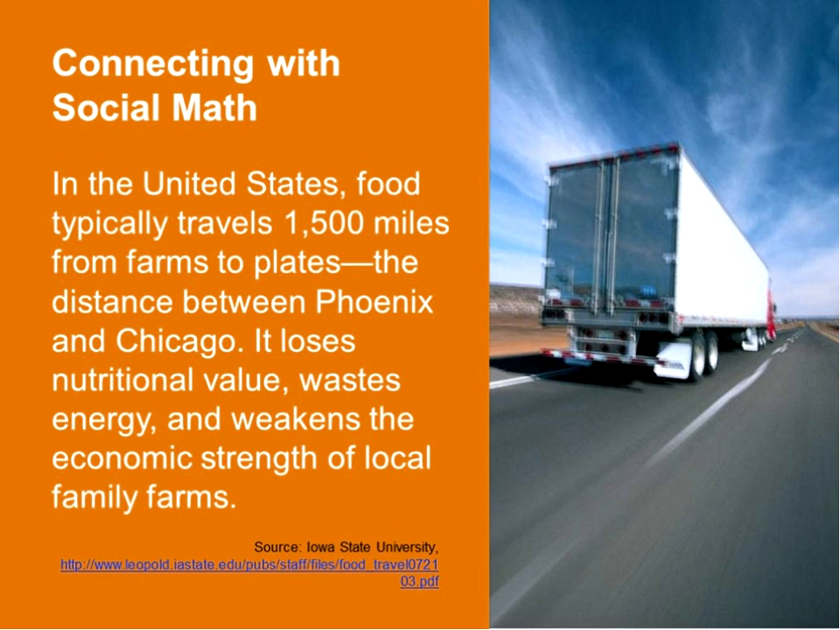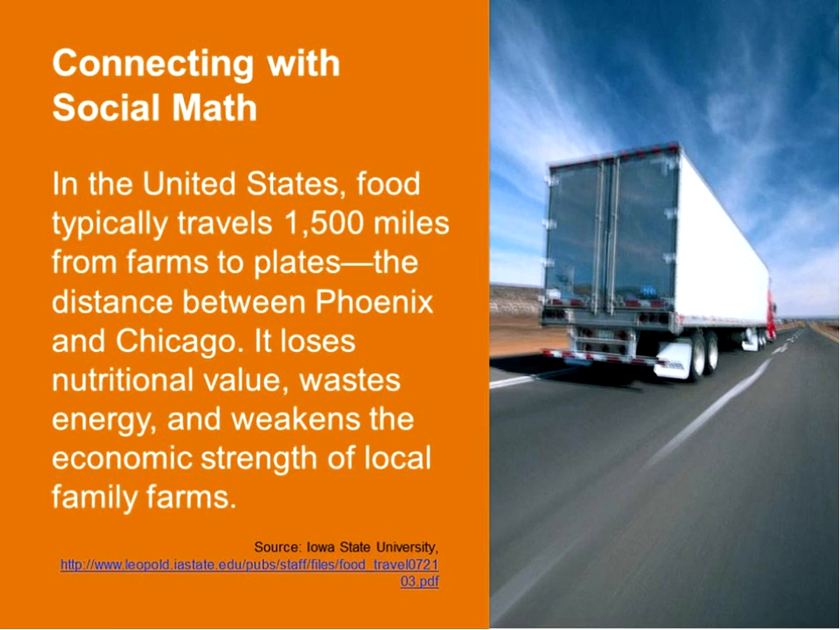In the United States, food typically travels 1,500 miles from farms to plates, the distance between Phoenix and Chicago. It loses nutritional value, wastes energy, and weakens the economic strength of local family farms. So this is social math, and how does it work? It works by connecting two or more things together. It provides a comparison that audiences can easily process. In this case, we're comparing a distance, 1,500 miles, which feels a little abstract. And we're comparing it to the distance between Phoenix and Chicago, which is actually much easier for most audiences to grasp. Adding the visual image of a truck on the highway helps us see inside that long haul as well.